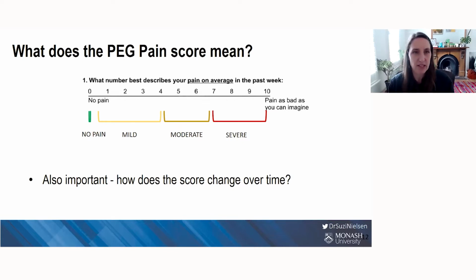Probably the other factor, which I think is just as important to consider, is how these scores are changing over time. And particularly in the context of changing medications or maybe a trial of opioids, etc.